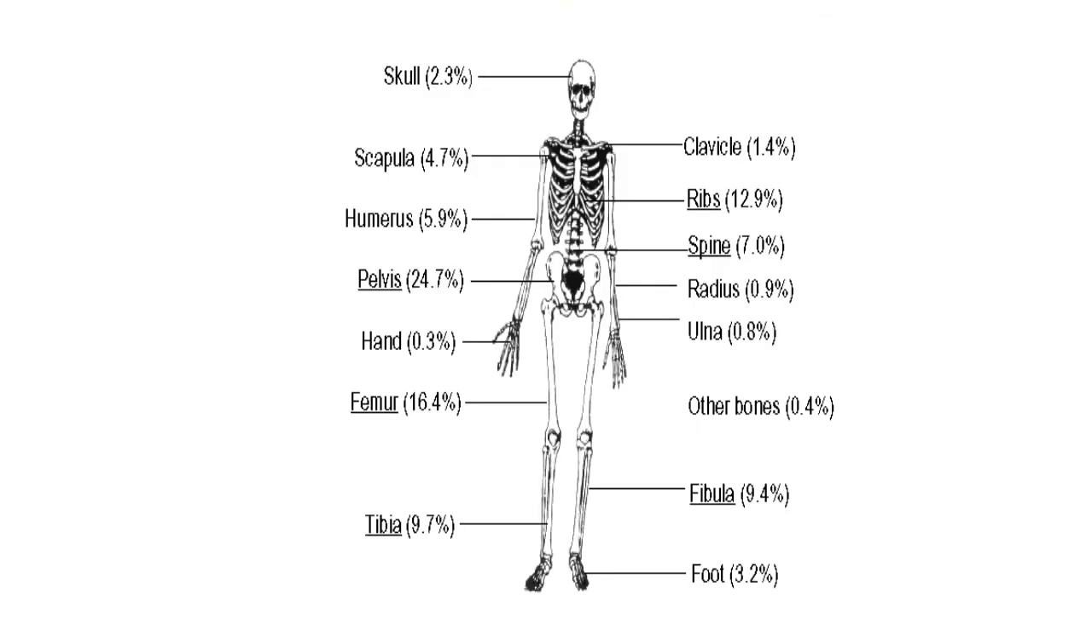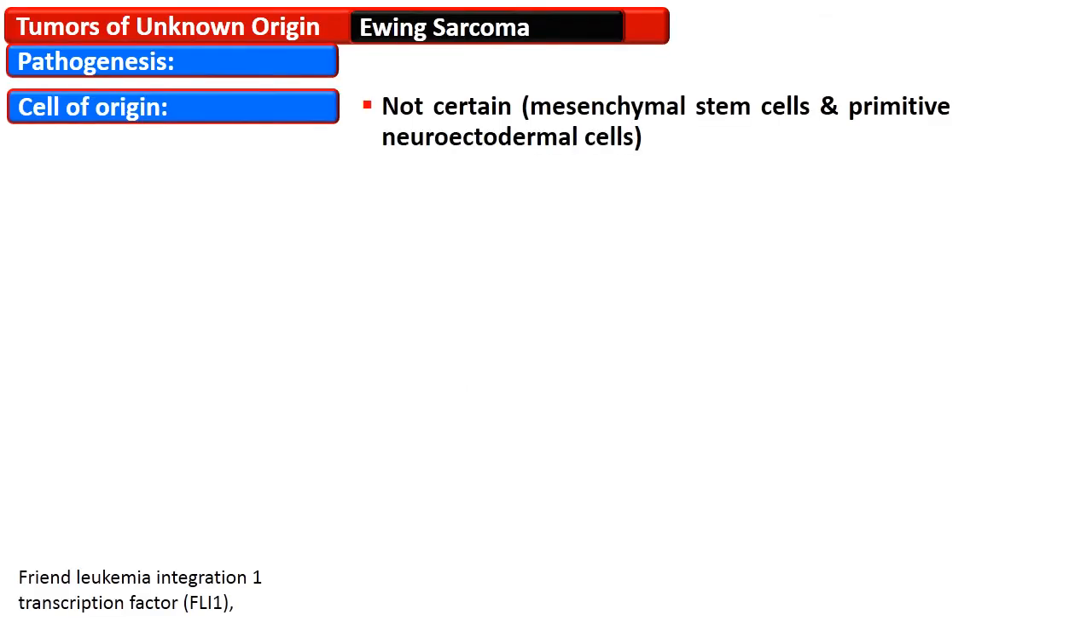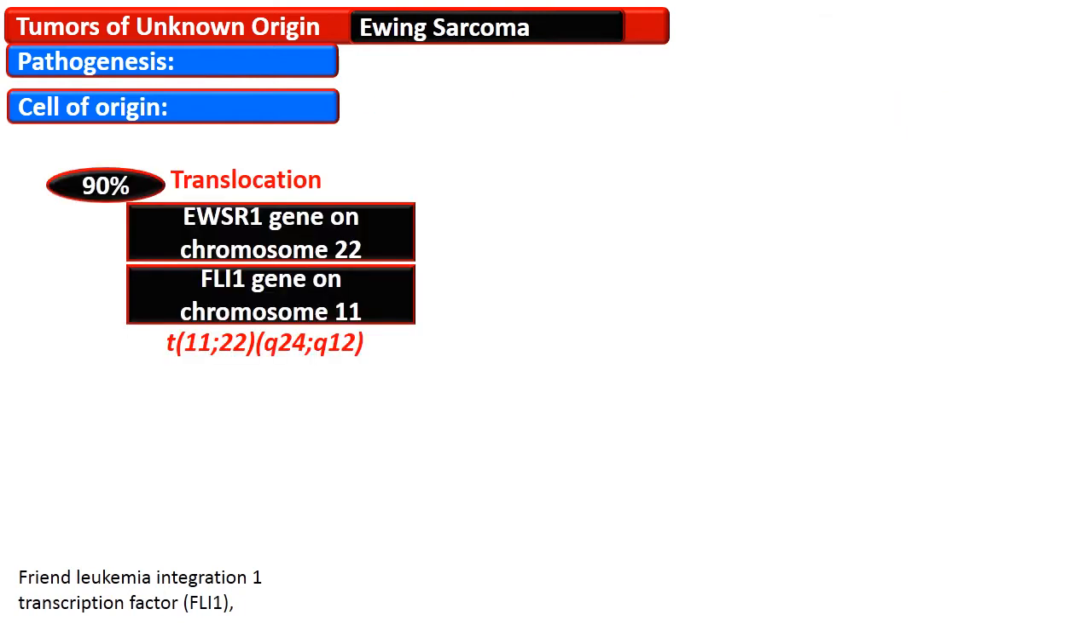In a large series of Ewing sarcoma, the pelvis was affected in a quarter of the cases, but when considered cumulatively, the shafts of the long bones outnumbered this. The cell of origin in Ewing sarcoma is not certain. However, mesenchymal stem cells and primitive neuroectodermal cells are considered as the cell of origin.